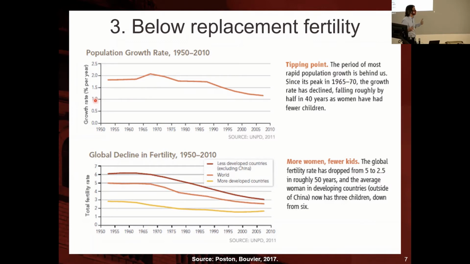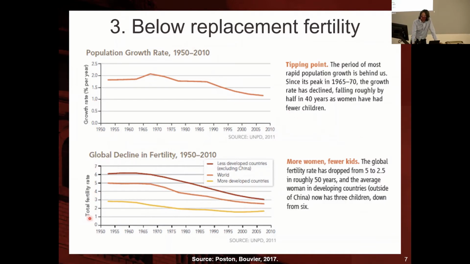So the point of this analysis is that this population growth rate has declined. The overall size of the population is still increasing because the rate is positive, it's above zero, but it's not as fast as it was in the 70s. And it's related to fertility.